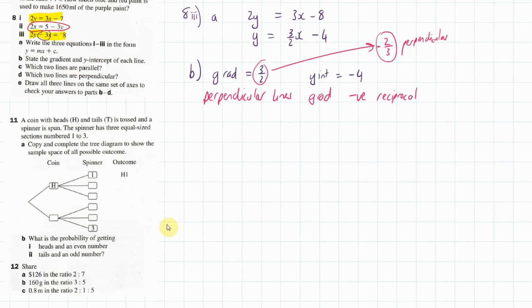Okay? Now, I'm not going to draw all 3 of them, but you can do that. It's easy enough. Just make sure you remember what you know about gradients and intercepts. For this one, with a gradient of 3 over 2, that means that every time you go across 3, you go up 2. Like that.